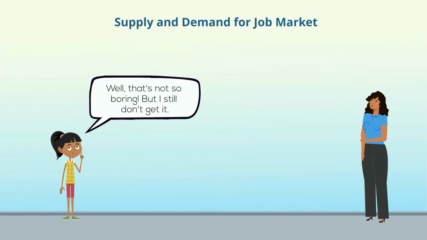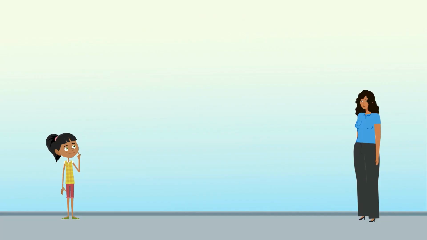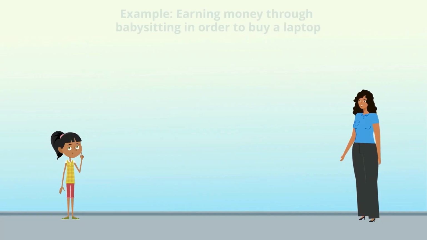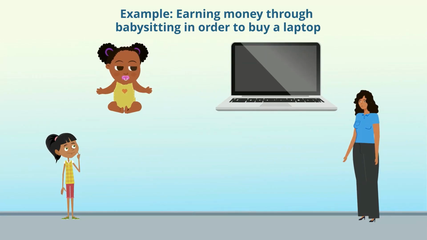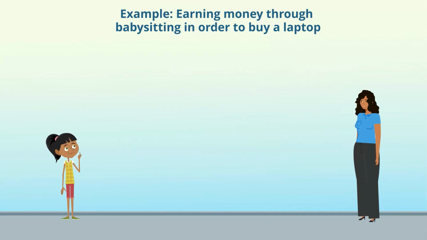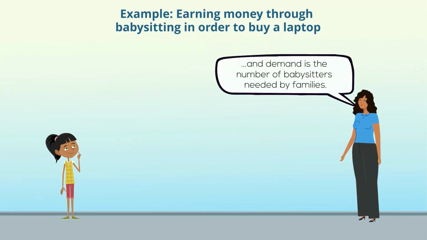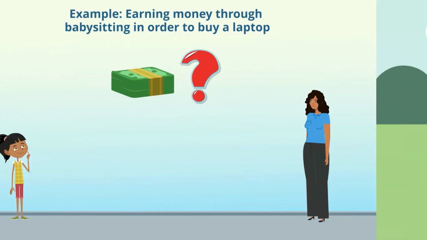Well, that's not so boring, but I still don't get it. Can you use an example? Here's an example. Say you want to earn money through babysitting to save up for a laptop. For babysitting services, supply is the number of babysitters available, and demand is the number of babysitters needed by families. How much you can charge per hour is determined by both supply and demand.